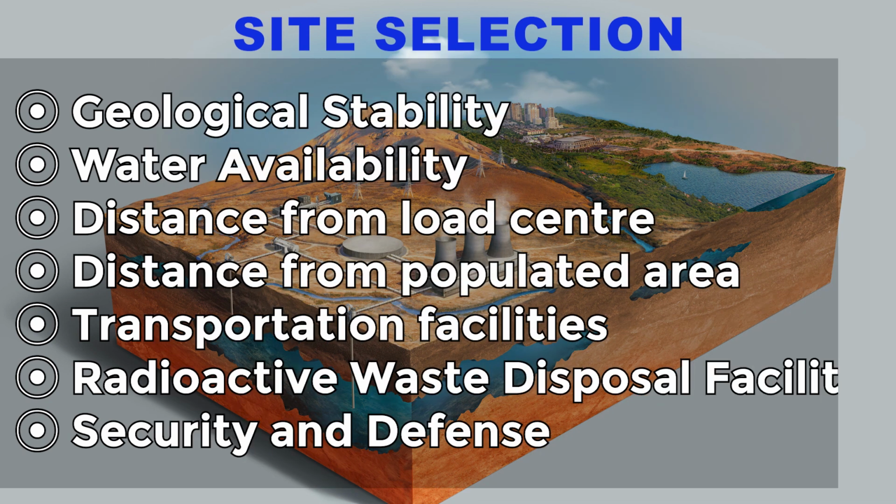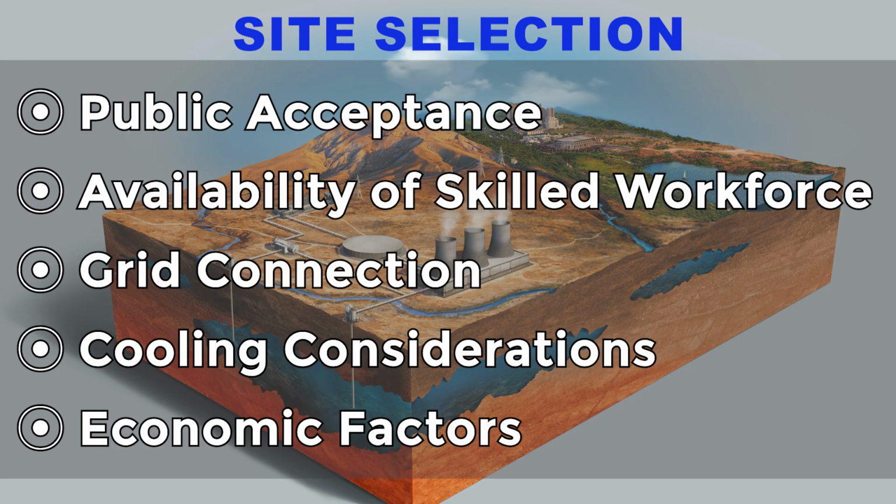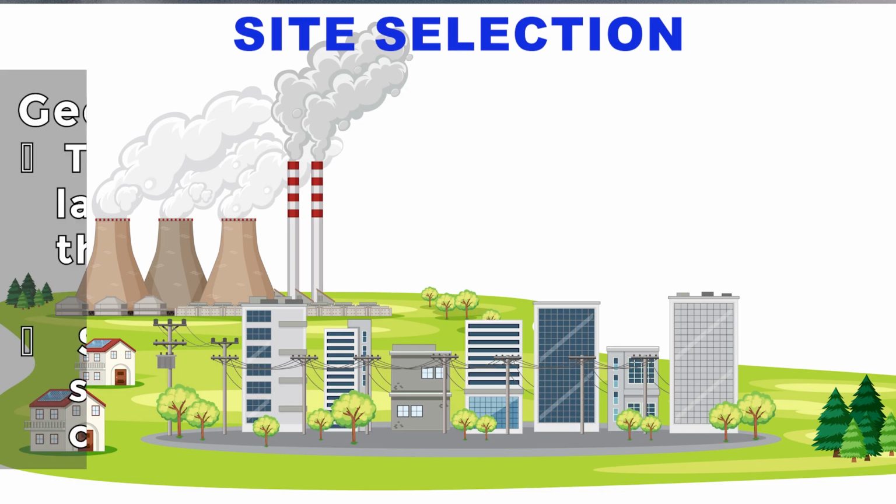The different factors involved are as follows: geological stability, water availability, distance from load center, distance from populated area, transportation facilities, radioactive waste disposal facility, security and defense, nature of land, environmental impact assessment, that is EIA, population density and siting distance, emergency preparedness and response, regulatory requirements, technical feasibility, public acceptance, availability of skilled workforce, grid connection, cooling consideration, and economic factors.